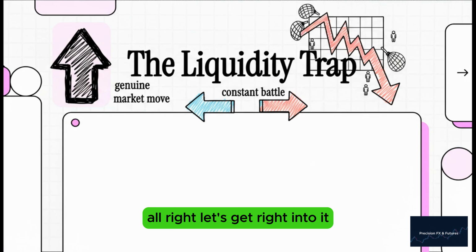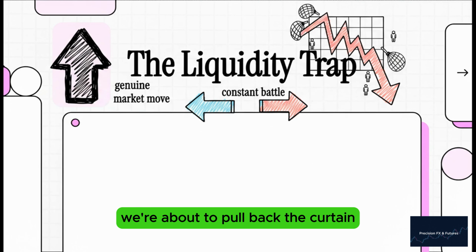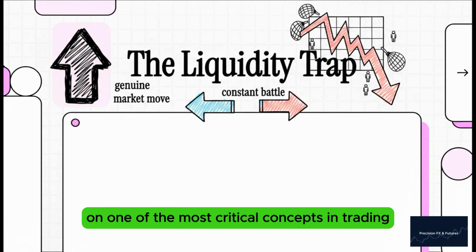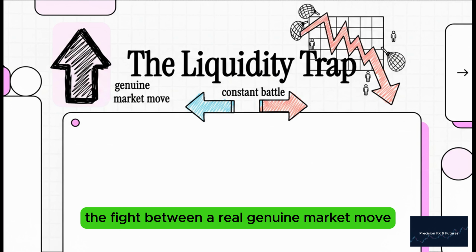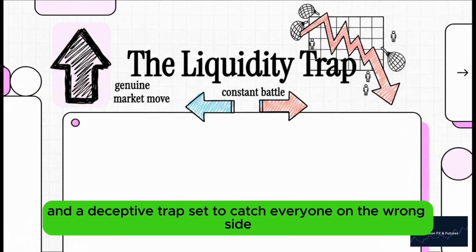All right, let's get right into it. We're about to pull back the curtain on one of the most critical concepts in trading. We're talking about that constant battle you see on the charts, the fight between a real, genuine market move and a deceptive trap set to catch everyone on the wrong side.